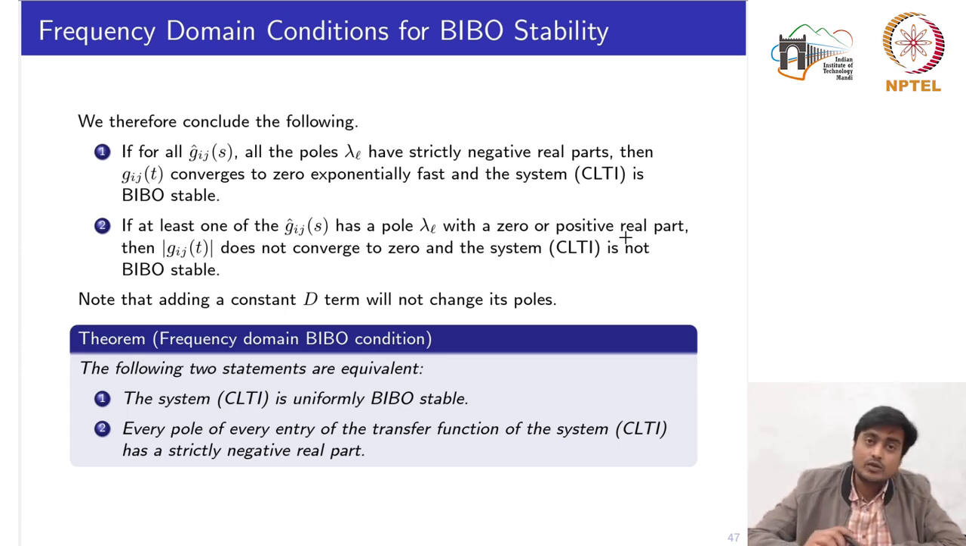So if we add the D term also, which is a constant term, it won't change the location of the poles. So this is the key result in the frequency domain: the system is uniformly BIBO stable if and only if every pole of every entry of the transfer function of the system has a strictly negative real part. If the pole of any entry of the transfer function is at 0 or positive, then it cannot be said to be a BIBO stable system.